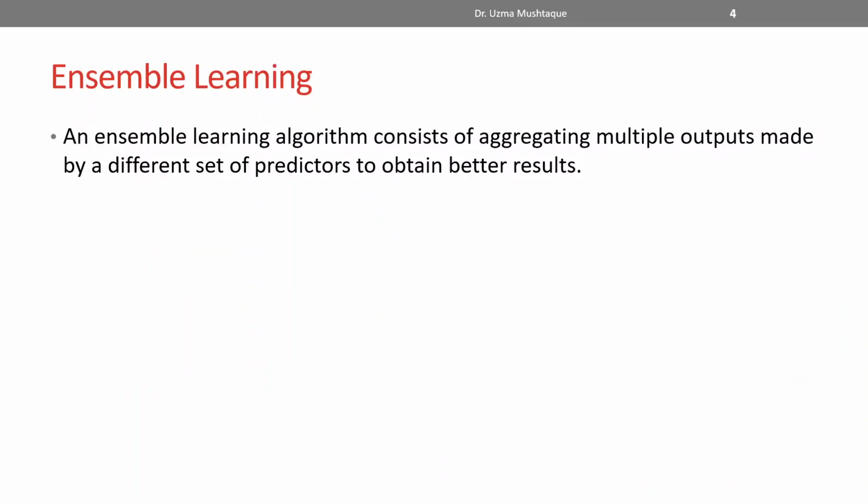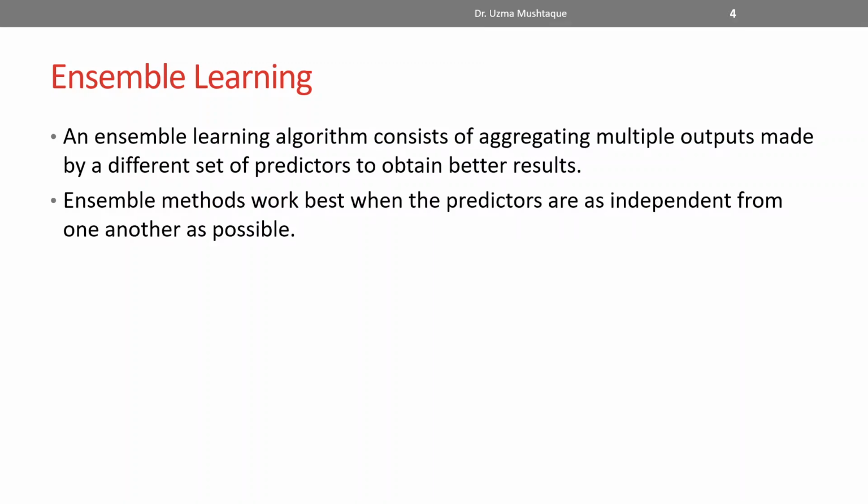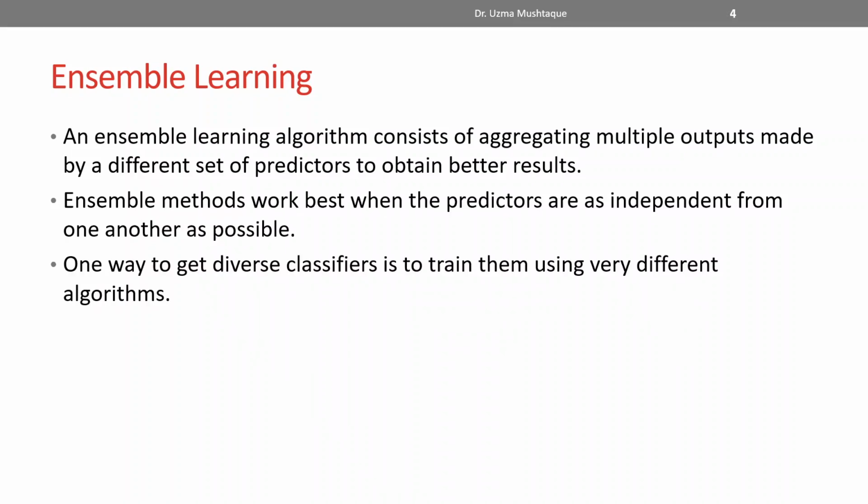A few more details about ensemble learning. As the definition suggests, it consists of aggregating multiple outputs made by a different set of predictors to obtain better results. This set of algorithms works best when the predictors are as independent from one another as possible, and there are techniques to do that, because we don't want any kind of correlation between the different predictions that we made, because then it's almost useless, right?